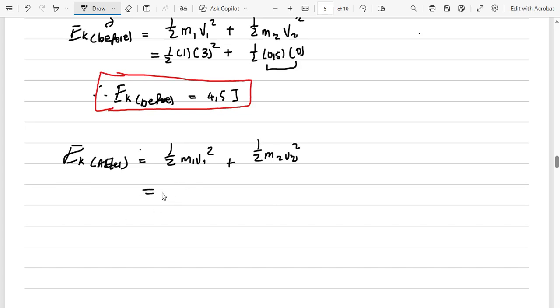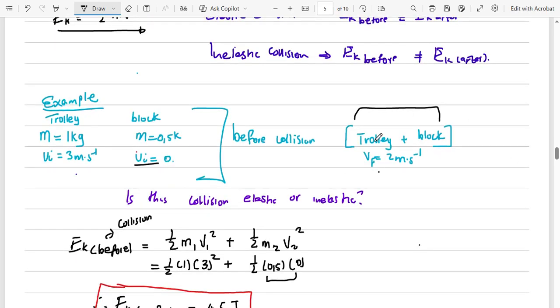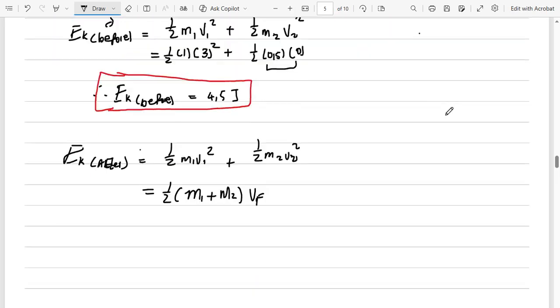So I can write this equation as 1 over 2 times the mass 1 added to the mass 2, and they move with the same velocity. You get it? Since they are moving together, remember this block will be dropped on top of the trolley. They move together with the same velocity of 2. So we add their masses. The first one has the mass of 1. The second one is 0.5. They move with the velocity of 2. Therefore, you punch this on the calculator, what do you get?